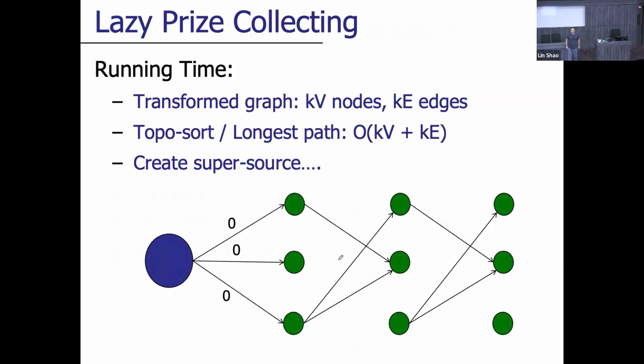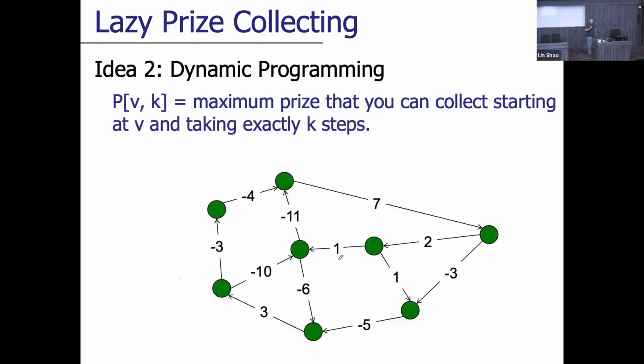We can just create a super source node, and directly connect it to every one of the nodes, with each of the directed edges having a weight of 0. Then we just run this longest path, starting from the super source node, right? And remember, after we transform this graph, it will have KV nodes and KV edges, and the running time of this longest path finding will be on the order of KV plus KE, right? And this will give us the result.